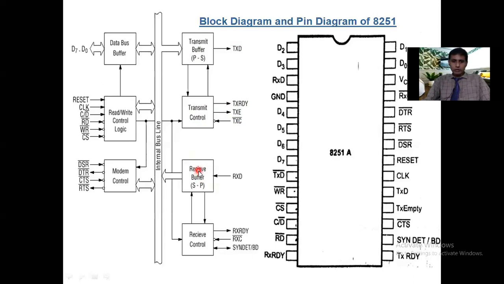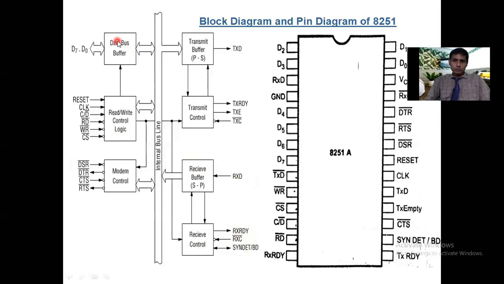Similarly, the other is the receiver buffer. The receiver buffer's function is to take data from the external serial port and transmit it to the processor. That's why it is secondary to primary. So the receiver buffer receives data from the external serial port. That's why the RXD pin is essential. And the receiver buffer is controlled by the receiver control. Here also we have receiver ready, receiver clock pin bar, and similarly the sync detect or baud rate pin. Like that they are connected.